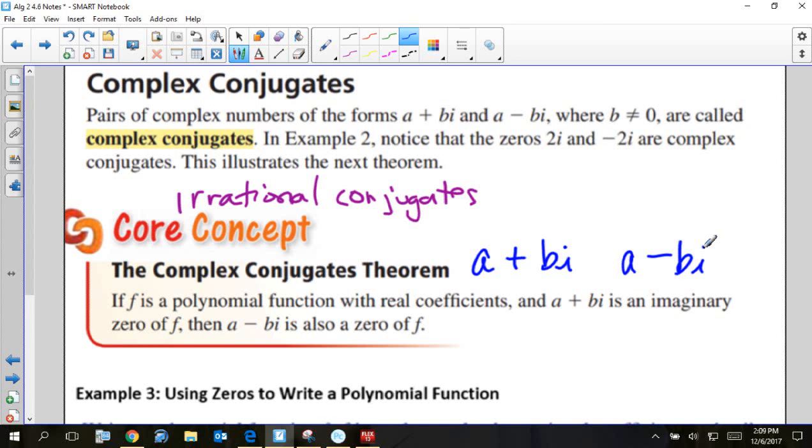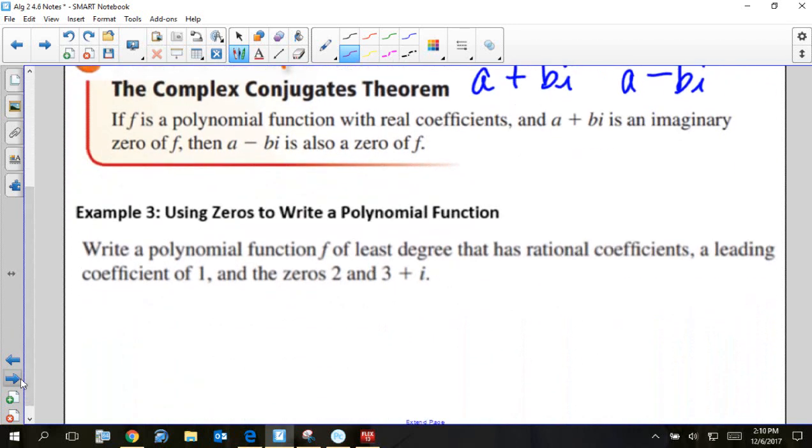And then, just as a reminder, irrational conjugates would be something like a plus square root of b and a minus square root of b, where we have 1 plus and 1 minus. That one has radicals in it. This one has imaginary numbers, but imaginary numbers are square roots. They're square roots of -1. So these are basically the same thing. And what you're going to have to do is write the polynomial function f of least degree that has rational coefficients, the leading coefficient of 1. And then here's the most important part. The zeros are 2 and 3 plus i.